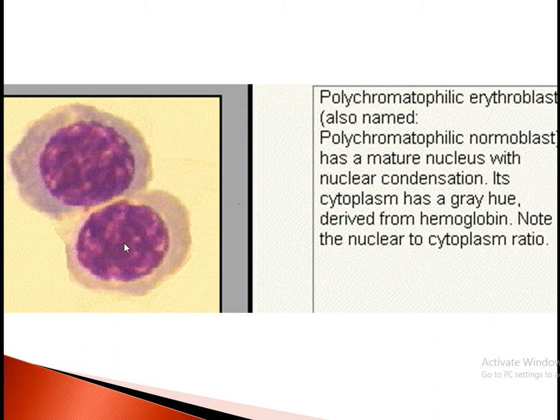Polychromatophilic erythroblast: it has a mature nucleus with nuclear condensation. Its cytoplasm has a grey hue derived from the hemoglobin. Now, you must note the nuclear to cytoplasm ratio also.